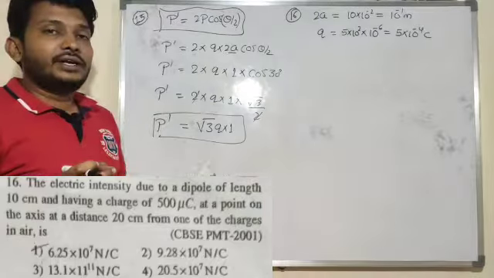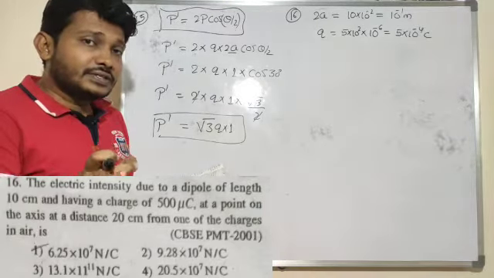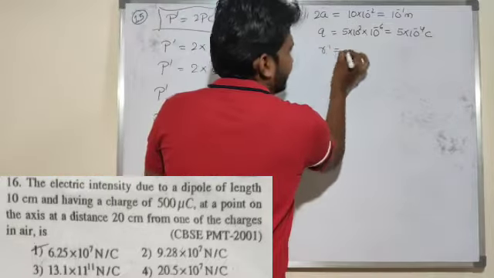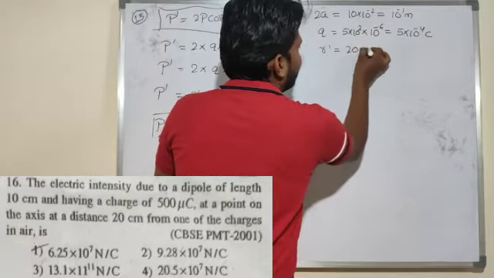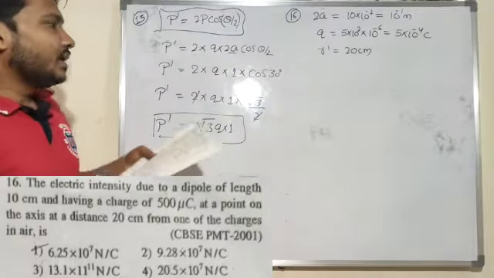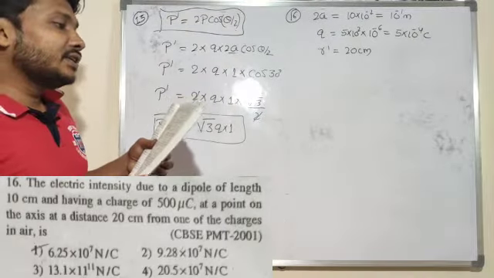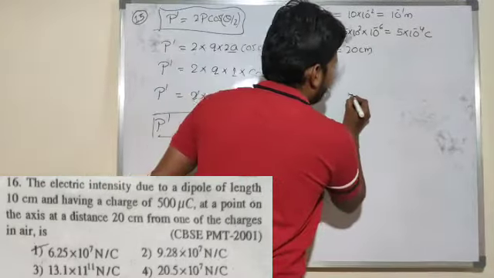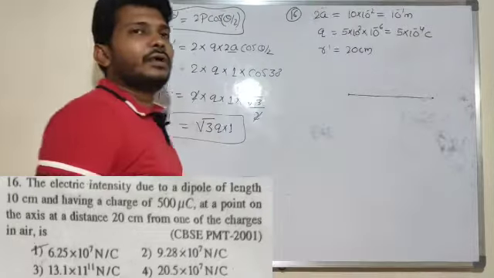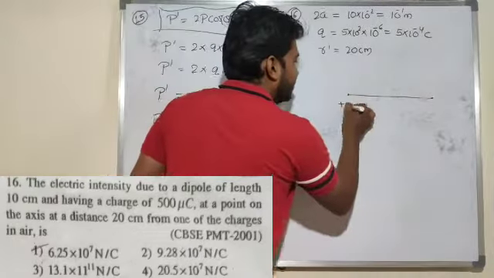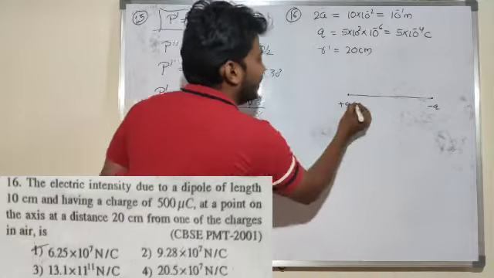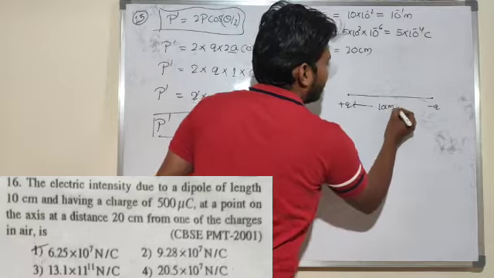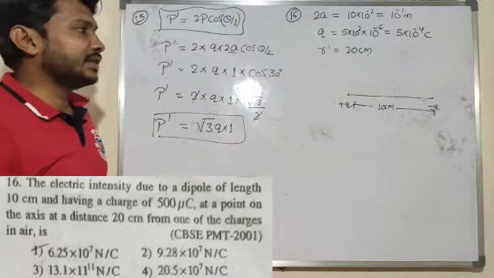So I need to find out the electric field at a distance of 20 centimeter from one of the charges. Let that distance be r dash, so that is 20 centimeter. Look here, they mention the electric intensity due to a dipole of length 10 centimeter. A dipole must consist of one positive and one negative charge, and its dipole length is 10 centimeter.